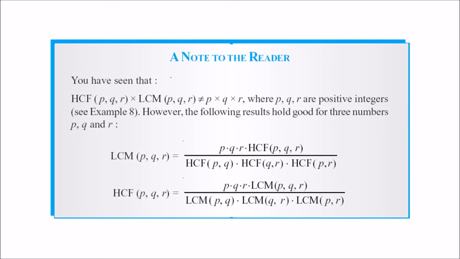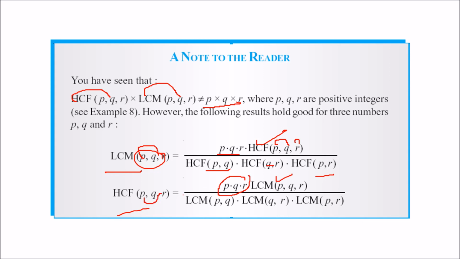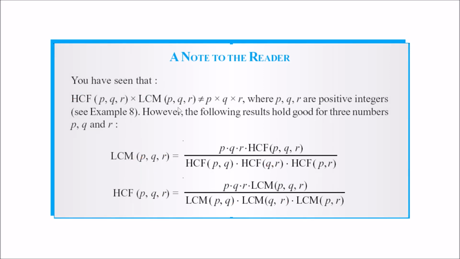One thing you need to remember also: p into q into r is not equal to HCF of p, q, r into LCM of p, q, r. This didn't hold. But we do have a relation that you can use in your questions. LCM of p, q, r can be taken as the product of p, q, r, times the HCF of p, q, r, divided by the pairwise HCFs, meaning pq, qr, and pr. Similarly, for HCF of p, q, r, take the product of p, q, r, times the LCM of p, q, r, divided by the pairwise LCMs, pq, qr, pr.